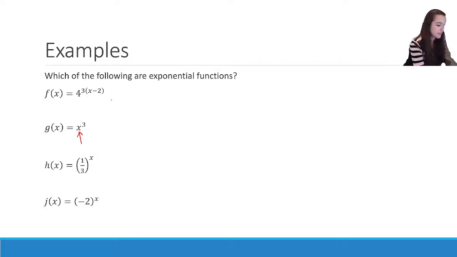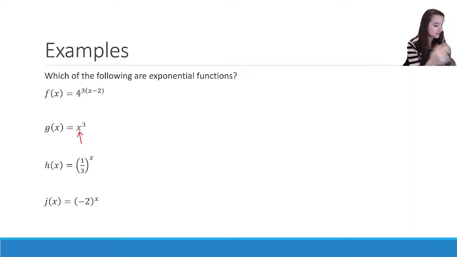It's one or the other. For 1/3 to the x, this one's already in the format we like. We just need to check, does b match the rules that we set for it? b is greater than 0, and it's not equal to 1. It's 1/3, so yep, we're good.